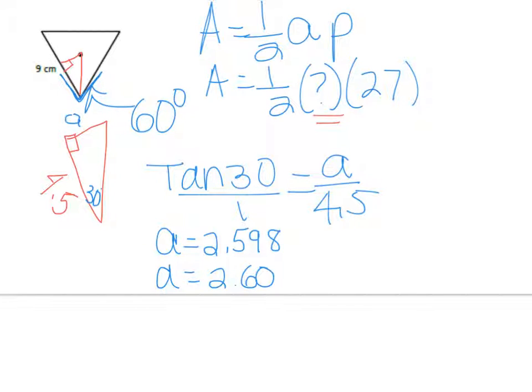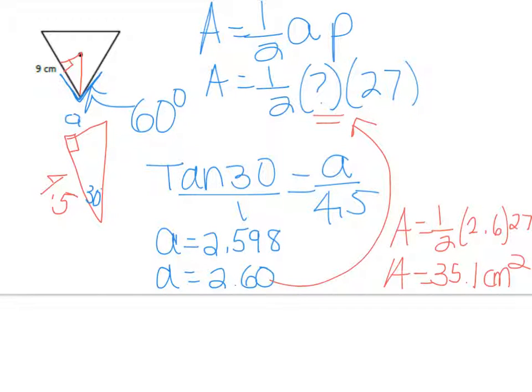So now we have enough information to go ahead and finish the problem. We're going to come up here and put it in and see what we get. Voila, area is equal to 35.1 centimeters squared.